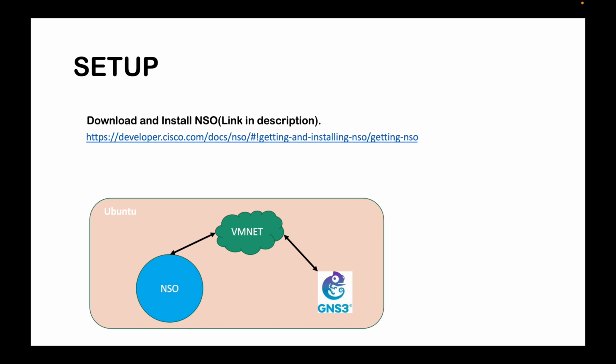Whenever I am installing a new device, for example an NXOS device or an IOS device, I am just assigning one IP address from that network, and NSO already has an IP address in that network. So they are talking internally within the Ubuntu machine. So this seems to be a promising setup. Let's get started with the lab.